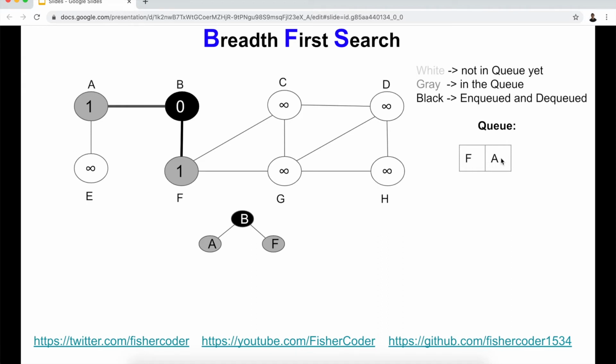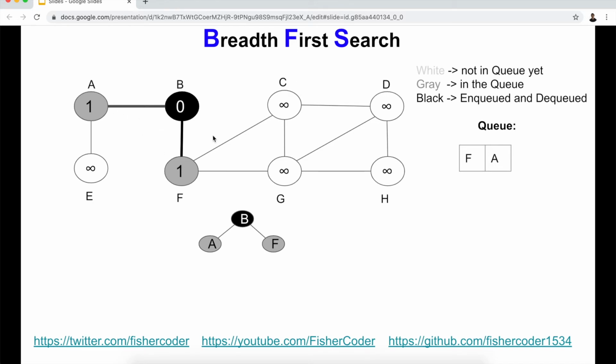If you put FA first, the next time you're going to de-queue F first, because remember, this is a first in, first out queue. This one is black. The reason it's black is because it has been in-queued and de-queued. Right now in the queue, we have F and A, and both A and F's parents or predecessors are B.